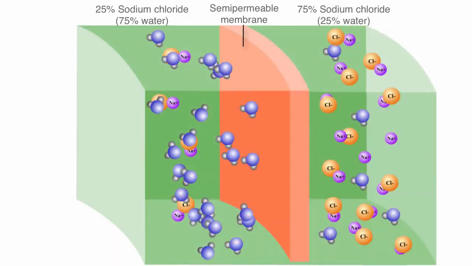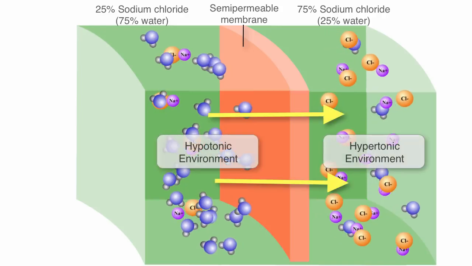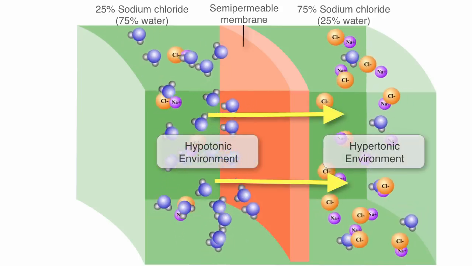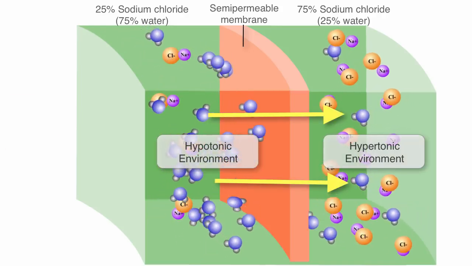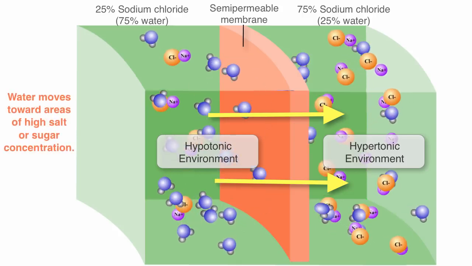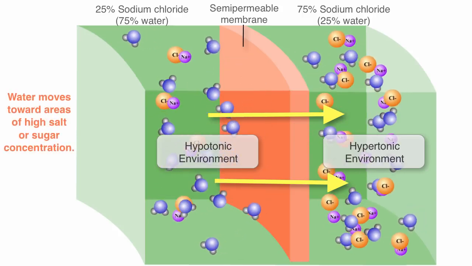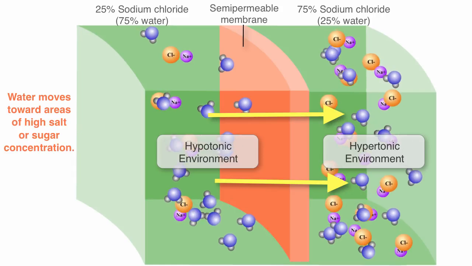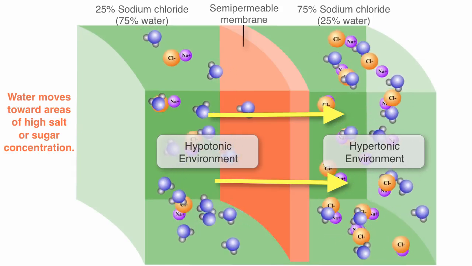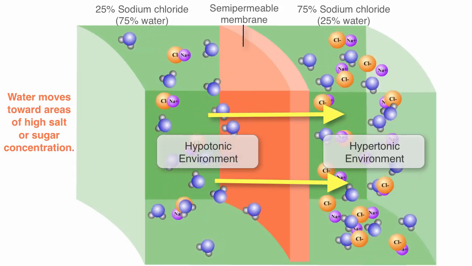An important thing to remember is that osmotic pressure always causes water to move from a hypotonic environment toward a hypertonic environment. In other words, water moves toward areas of high salt or sugar concentrations. This simple process is used to drive the operation of our kidneys and explains some of the physiological consequences of diseases such as diabetes.